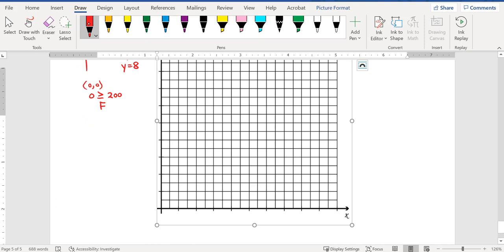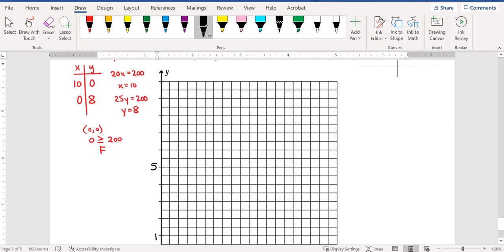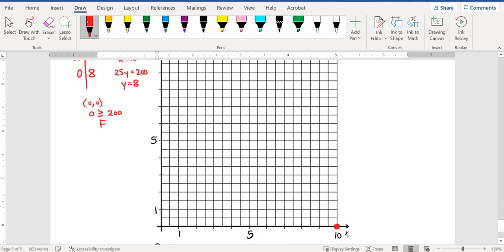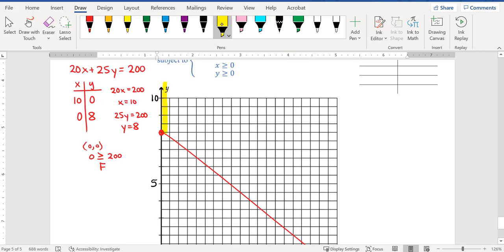I'm going to let each tick mark be a half. So 1, 2, 3, 4, 5, 6, 7, 8, 9, 10. All right, I have the point 10, 0 and the point 0, 8. There's my boundary line. And I do not want to shade 0, 0, so I'm going to shade my yellow up here.